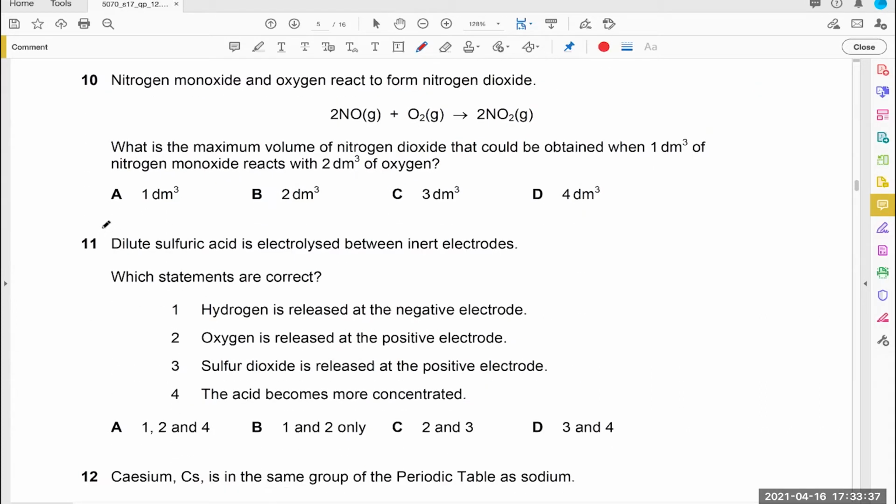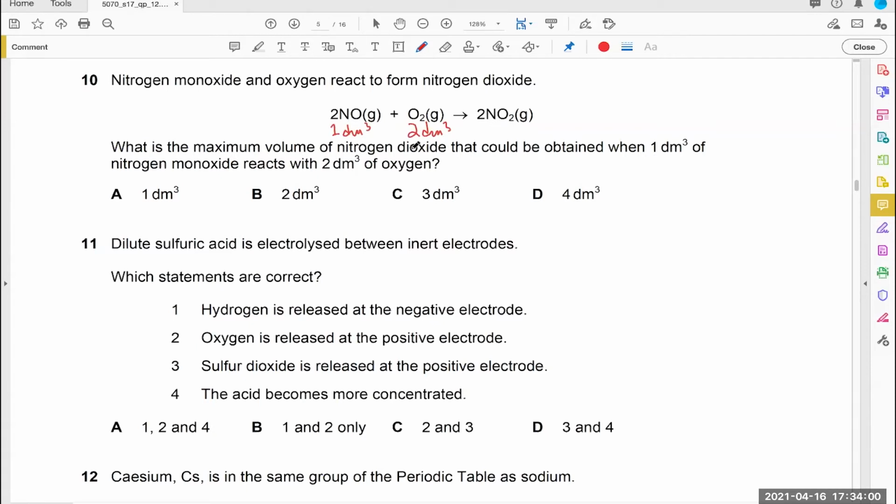Nitrogen monoxide and oxygen react to form nitrogen dioxide. This is a reaction that happens in the atmosphere, this is a reaction that happens in car engines, and this is a reaction that we try to undo in catalytic converters. What is the maximum volume of nitrogen dioxide that could be obtained when 1 dm³ of nitrogen monoxide reacts with 2 dm³ of oxygen?